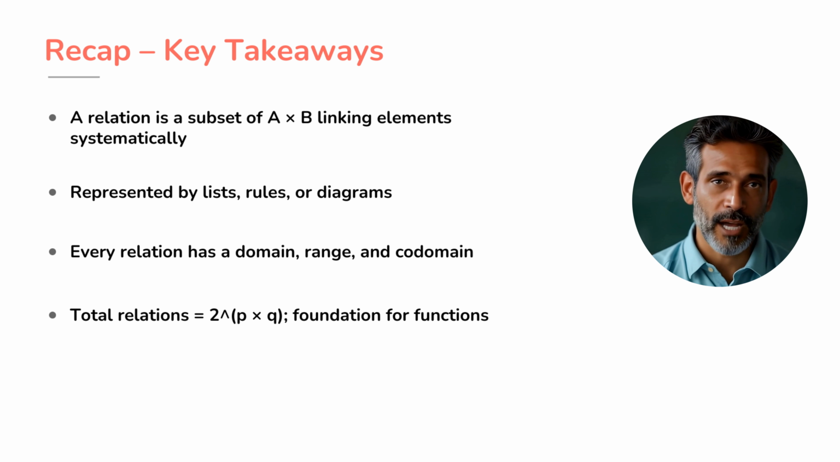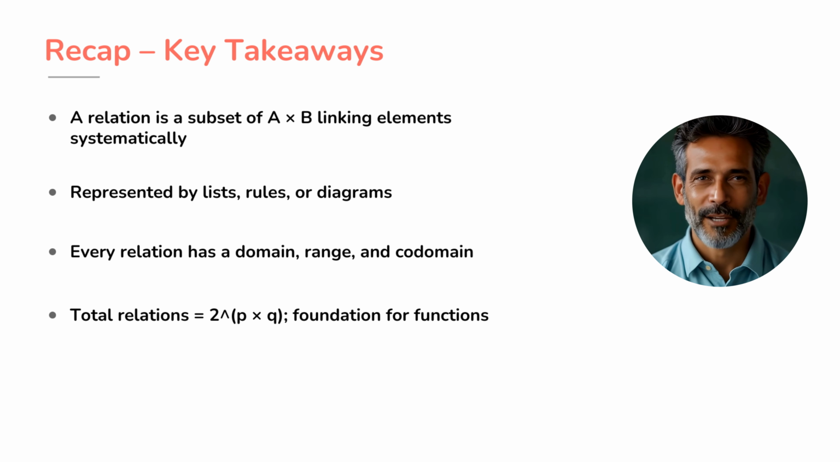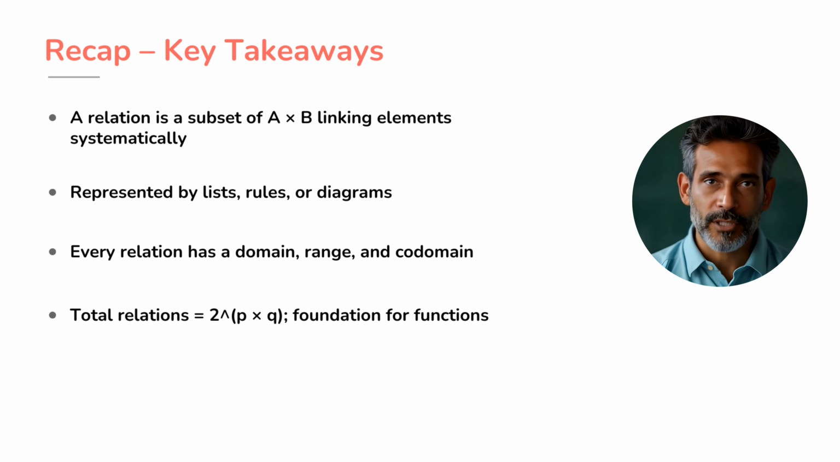Fourth, to find how many different relations you can create, use this formula: 2 raised to the power of P times Q. This tells you the total number of possible relations between any two finite sets.